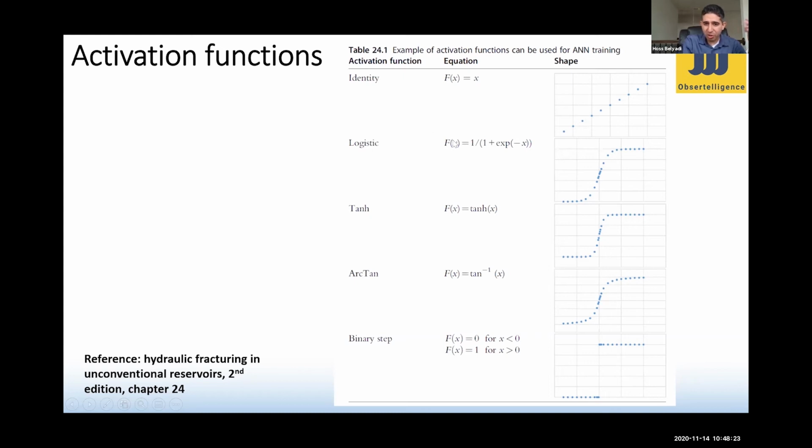Another type of activation function is tanh, your tangent hyperbolic activation function. Then you also have arctan, the inverse of tan, and binary step, which is another type of activation function. So there are different activation functions, and you might be asking, which one do I use? There are so many. I don't even know why you chose the logistic activation function versus tanh, right?